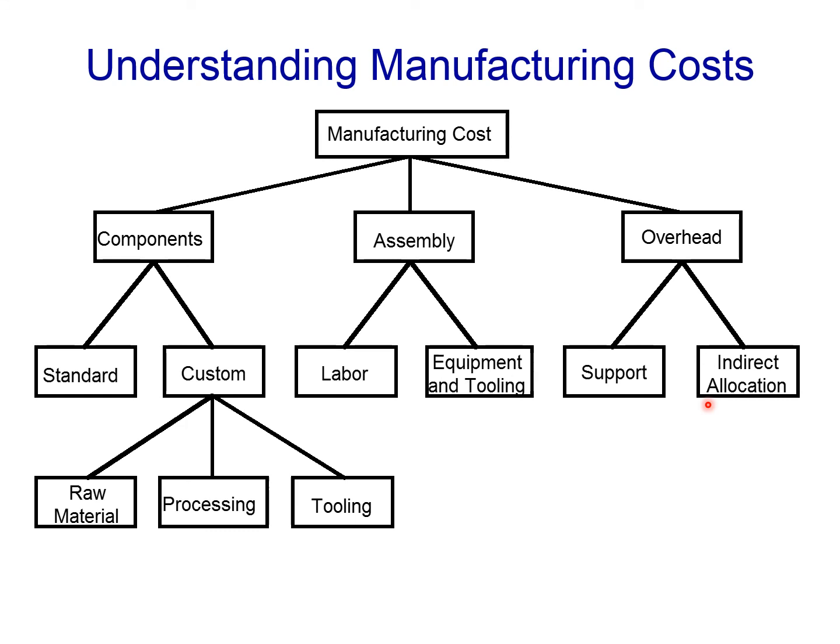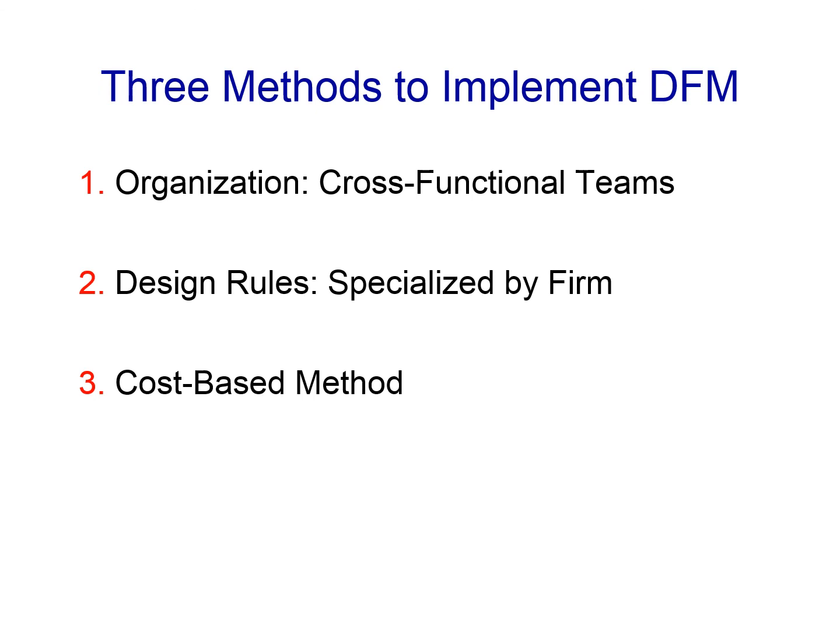Another way to divide manufacturing costs is between fixed and variable costs. Fixed costs are the costs incurred regardless of the number of units produced, such as machinery and tooling. Variable costs, on the other hand, are costs incurred in proportion to the number of units produced, such as raw material costs.